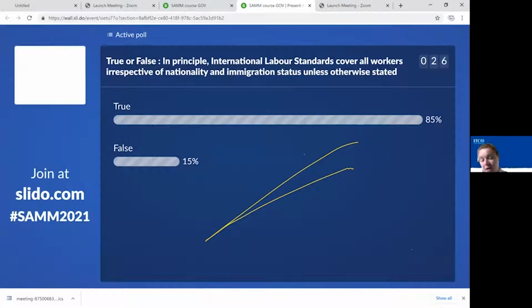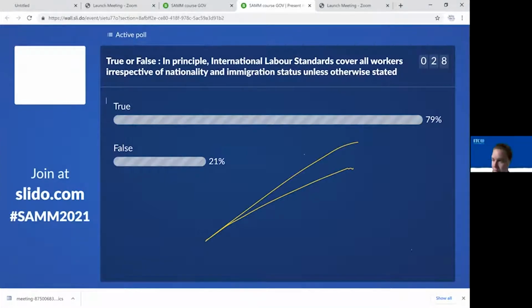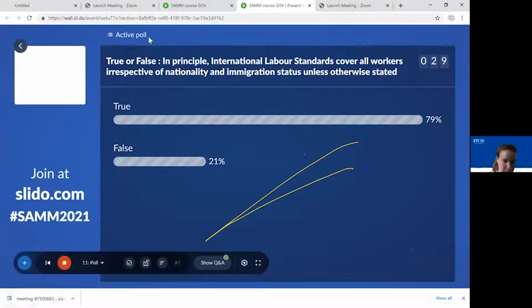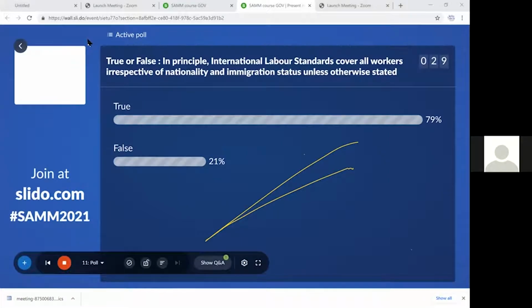So a large majority of you say this is true. For the time being, 79% saying it's true. So I will give you one additional minute to answer the question. And so let's see the correct answer. And indeed, the correct answer is true. It is true that in principle, international labor standards cover all workers, irrespective of nationality and immigration status, unless otherwise stated.